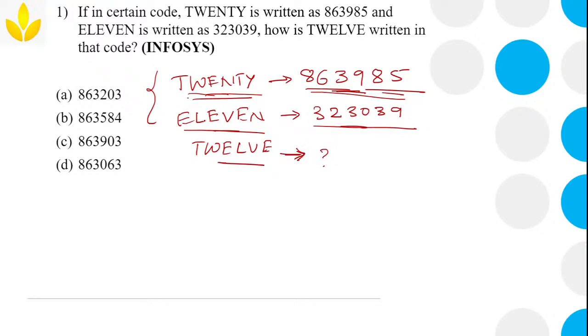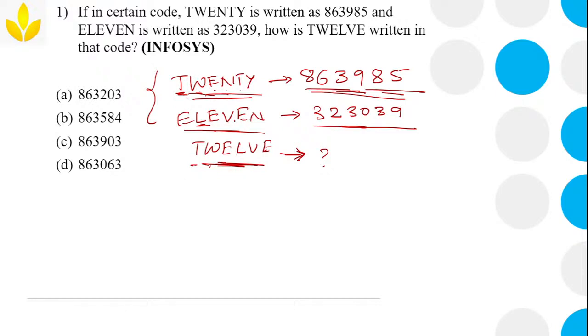Now, one thing is confirmed. Second, you have to check here TWENTY, correct? Check whether these letters are present in the question or not. Here is T, here T is present; W, W; E, E; L, L; V, V; E, E, correct? Whatever letters are there here, the same letters are there in the question as well. That is the second way of checking.